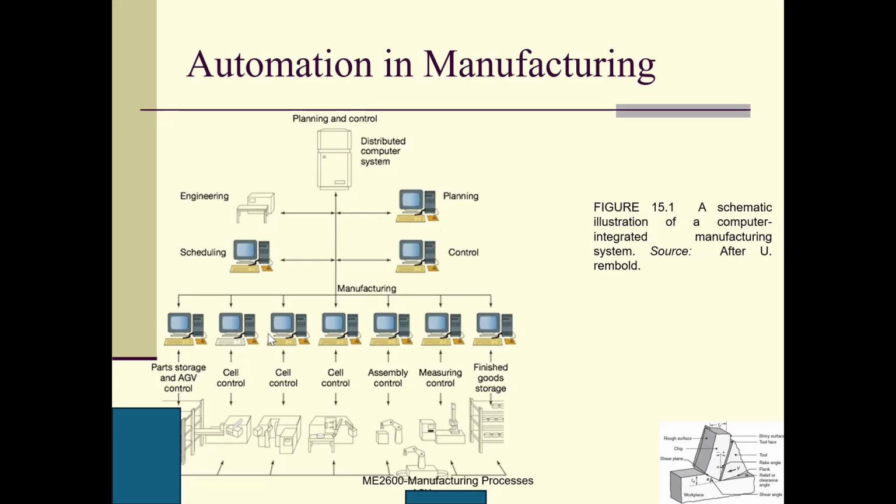Each of these computers controls one system. For example, the parts storage, AGV control and the cell control. This is the cell control, different cell controls, and assembly control, inventory control, along with the finished goods storage. So all these things can be controlled using the computer.